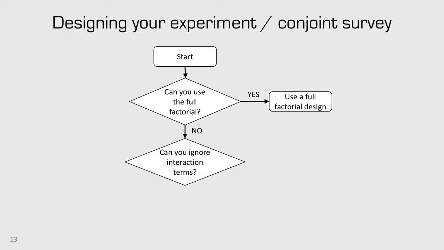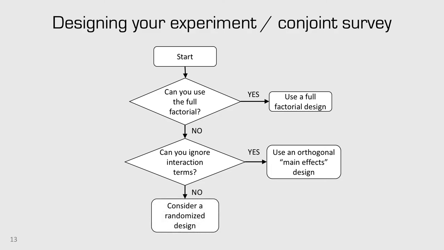If you decide that the full factorial is going to be too large, then you have to ask yourself, can you ignore the interaction terms? If you're only interested in main effects and you don't expect to have any important interaction terms, then consider using an orthogonal or a main effects design. This will give you more information about each main effect while confounding the interaction terms. But if you think there might be important interactions, then you might just want to consider using a randomized design. In a randomized design, you just randomly select different rows from the full factorial design.